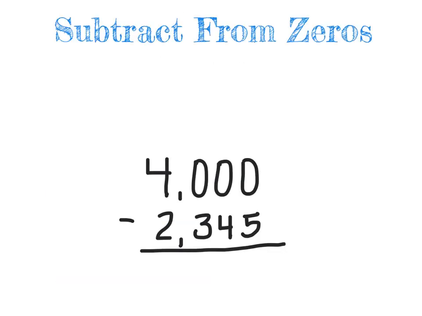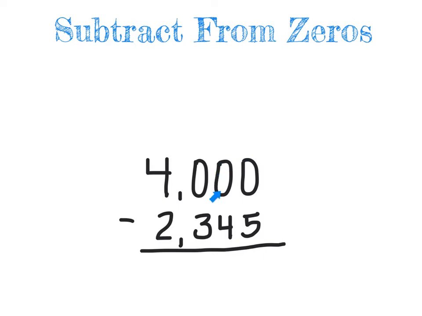The first way I'm going to show you how to subtract is when you subtract from zeros. So here's my problem. I have 4,000 minus 2,345. So boys and girls, when you're subtracting, you always start with the ones place. So here's our ones place. So I'm going to subtract 0 minus 5. But I can't take 5 away from 0.